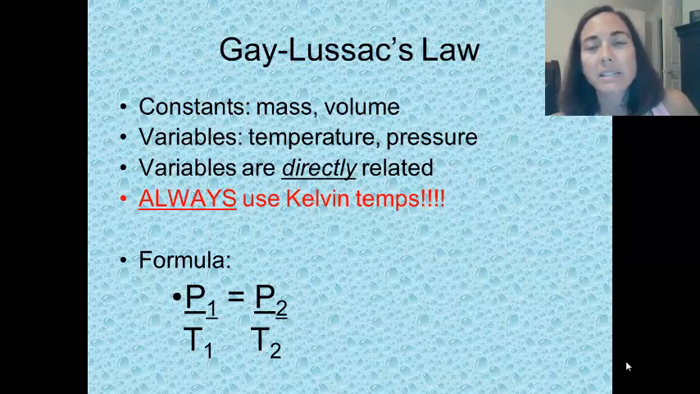Think about the basketball in the winter. If the molecules are moving slower, you're not going to have as many collisions, so the amount of pressure inside the ball will decrease. I still want you to use those Kelvin temperatures, but when you look at Gay Lussac's formula, it's very similar to the Charles' law formula we just looked at.